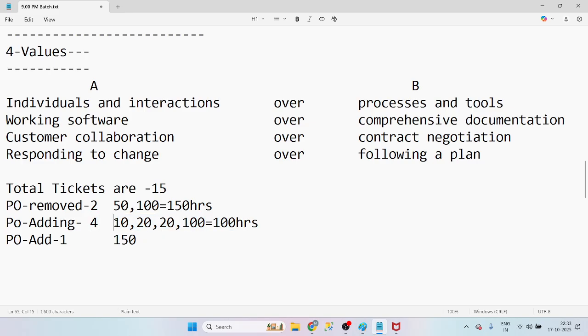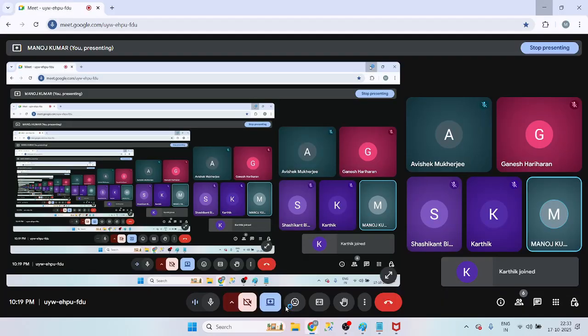Now total is how much? Add these four: 150. 150. Now everything is fine, right? We are not bothering about the four tickets. We are bothering about the hours. Manoj, how we are going to calculate this?